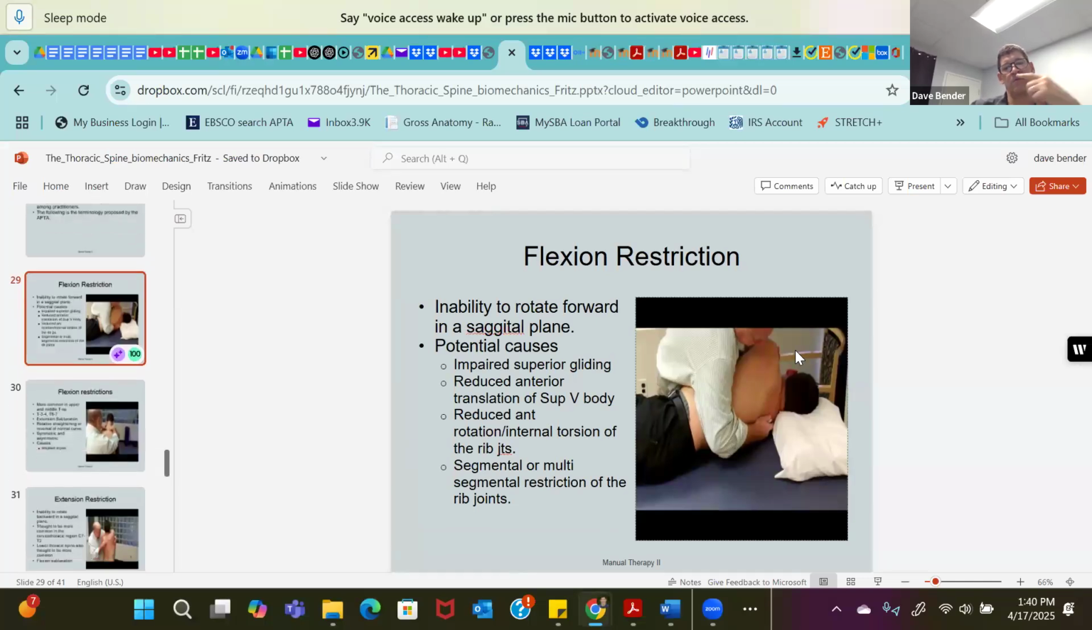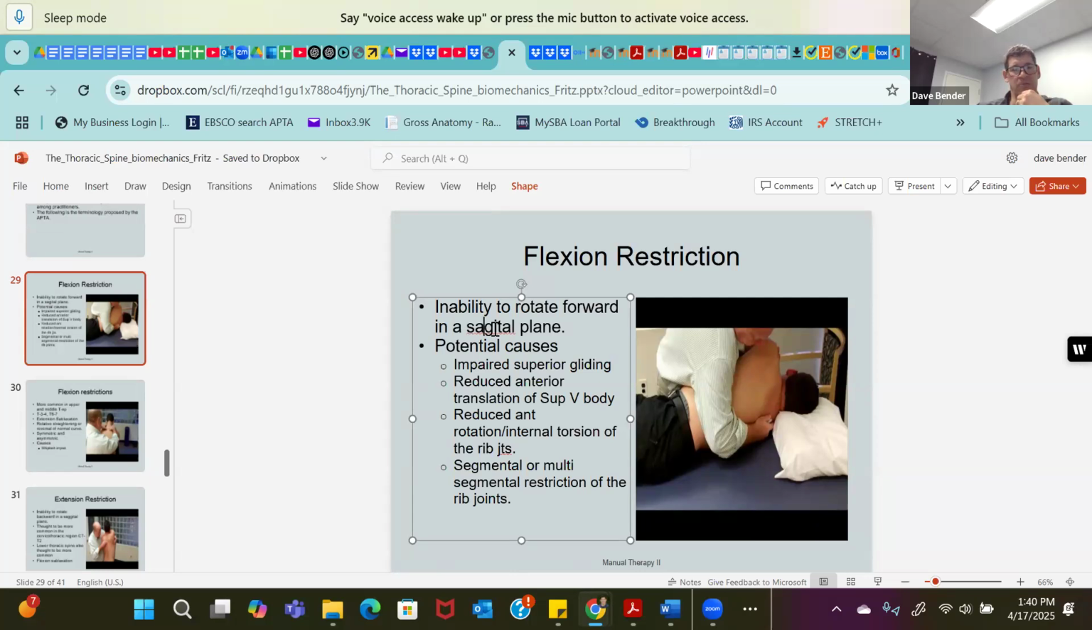We're going to use terms like flexion restrictions, an inability to rotate forward in the sagittal plane. I can have an extension subluxation, which creates a flexion restriction. We want to talk about it in the convention of what we have. So, flexion restriction: inability to rotate forward in the sagittal plane. Potential causes: impaired superior gliding of the facet joint. We have a facet joint which is stuck in extension.